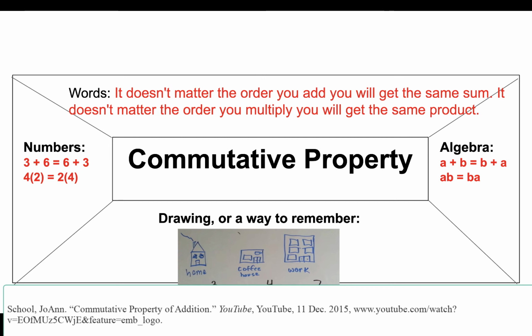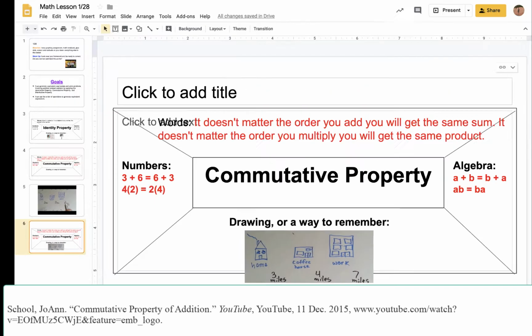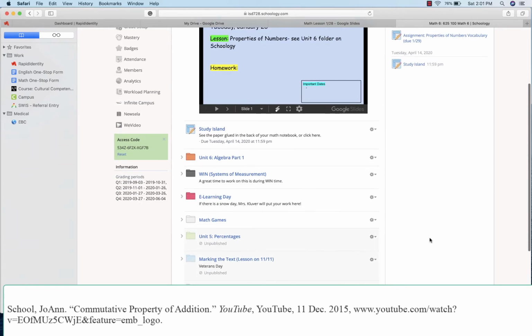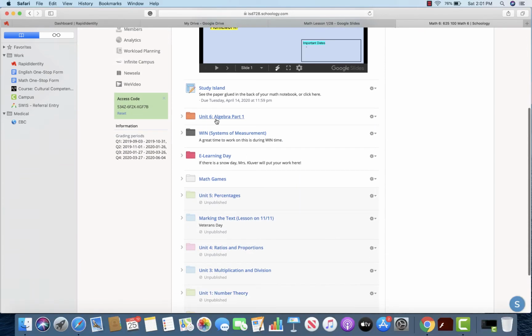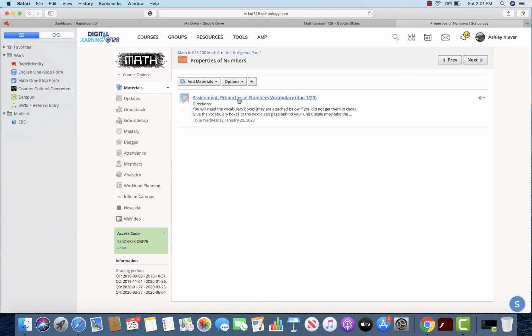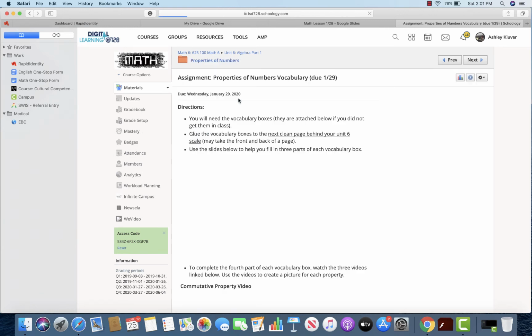What I want you to do though is just pause for a moment because I'd like to show you how you're going to continue this on your own. So with that said, after you draw a representation of the commutative property, I would like for you to go to Schoology, your Math Schoology page. And when you're there, I'd like you to find our Unit 6 folder. Click in there, and you will now see a property of numbers folder open, and this is the lesson that you're working on today. So assignment, property of numbers, vocabulary, it's going to be due tomorrow.